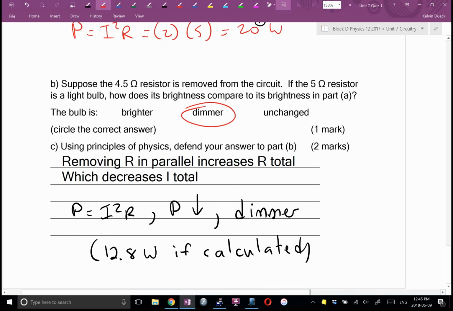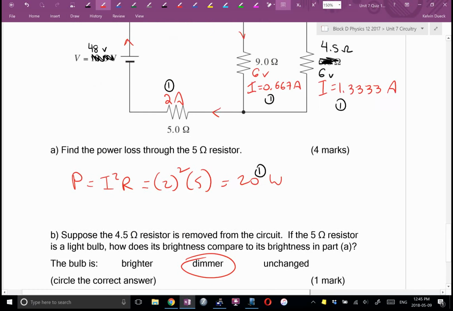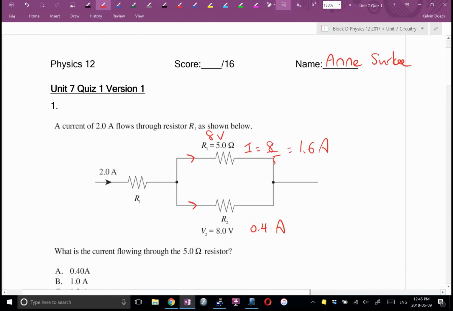That gets you 1 mark. I would give you a half mark for saying R total increases. I would give you a half mark for saying I total decreases. And then I would give you 1 mark for saying power got smaller. That's why we're dimmer. Is that okay? Can you give yourself a lovely score on that quiz out of 16, please?